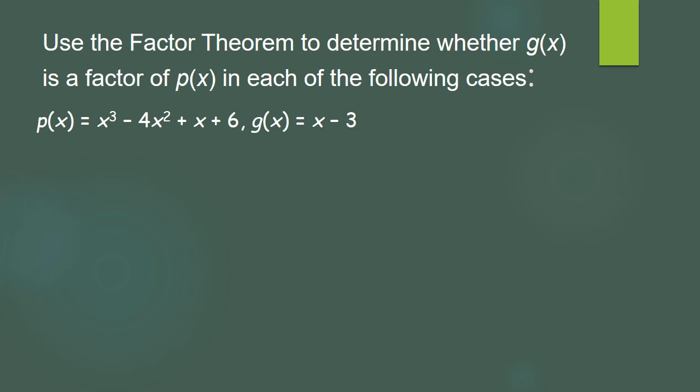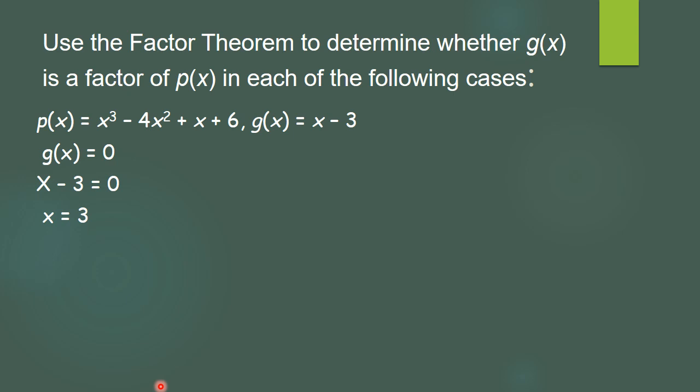Here they have given p of x as x cube minus 4x square plus x plus 6, while g of x is given as x minus 3. Now to check whether g of x is a factor or not, first g of x should be equal to 0. So x minus 3 is 0, or the value of x we get is 3.